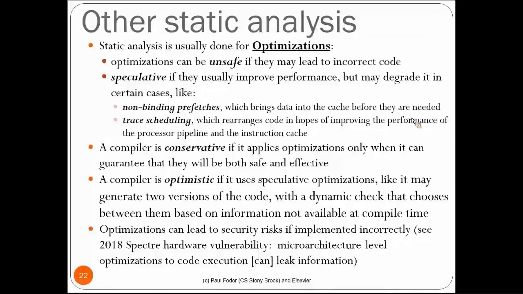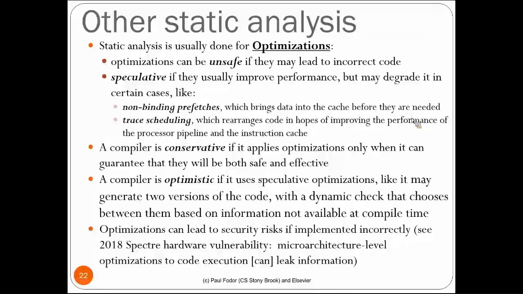A compiler is called conservative when it only applies optimizations when it guarantees that they are both safe and effective. And a compiler is called optimistic if it uses speculative optimizations. For example, it may generate two versions of the code with a dynamic check that chooses between them based on the information available at compile time. So it will start executing one version of the code, and if it was the most efficient version, fine, but if the value is not correct or there was some special condition, it actually backtracks, rolls back all the changes of that program, and tries another version of the code.